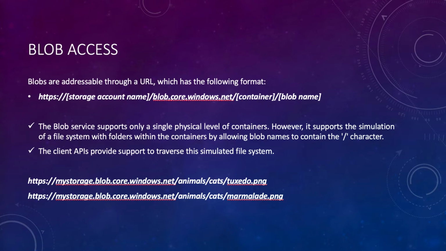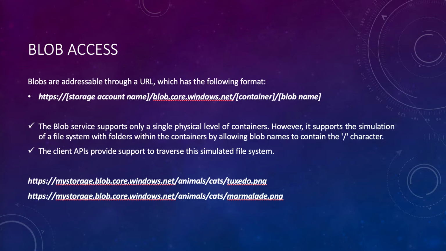However, it supports simulation or abstraction of a file system with folders within the containers by allowing blob names to contain the / character. The client APIs provide support to traverse the simulated file system. For example, if you have a container called animals and you want to group the animals within the container, you could add blobs named cats/tuxedo.png, cats/marmalade.png, and so on.